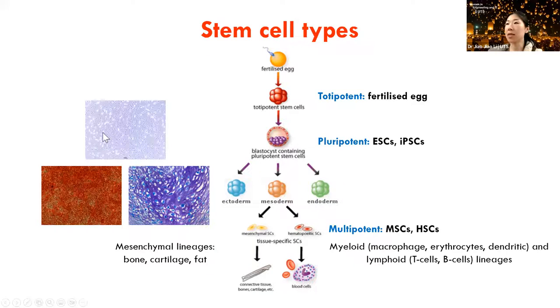And these are when the same cells have become cartilage cells. So you can see these are all the cells. They've changed their shape because they've differentiated into a different type of cell now, like a cartilage cell. And the purple stuff is all what we call proteoglycans, which is a fundamental part of cartilage tissue.